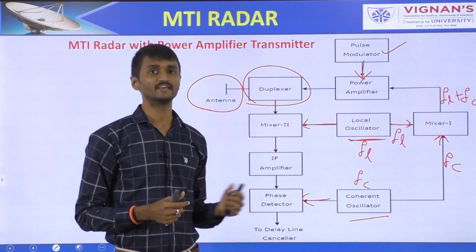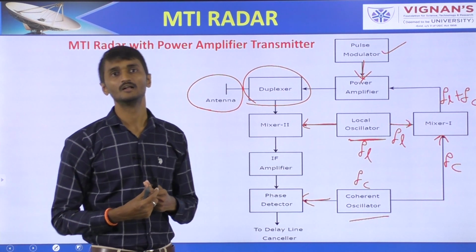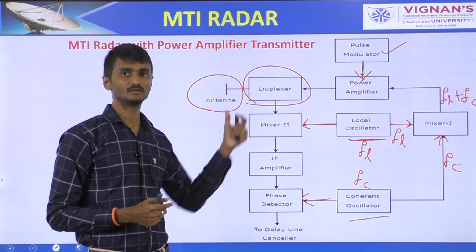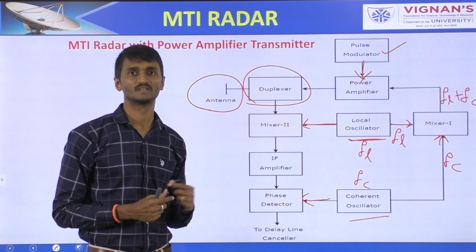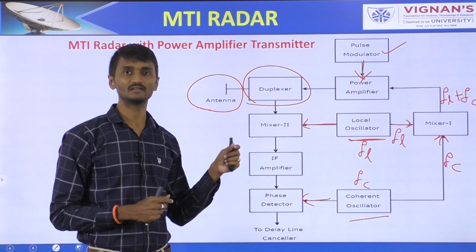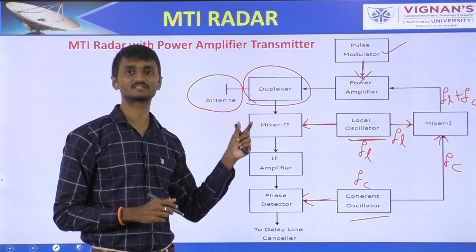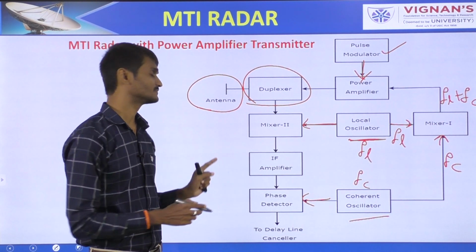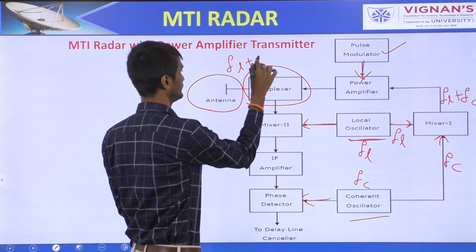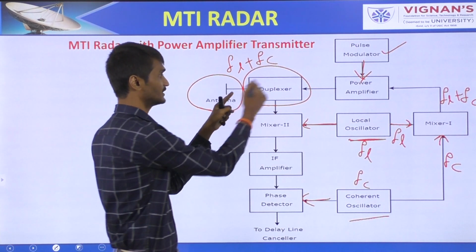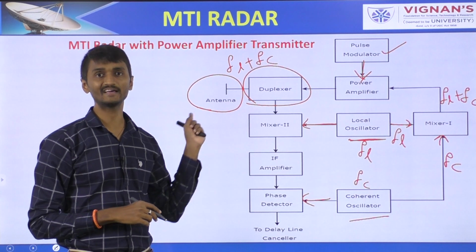FC. So next one will be the duplexer. It is a microwave switch which connects the antenna to either the transmitter section or the receiver section based on the requirement. The antenna transmits the signal having the frequency FL plus FC when the duplexer connects the antenna to the power amplifier. Similarly, the antenna receives the signal.